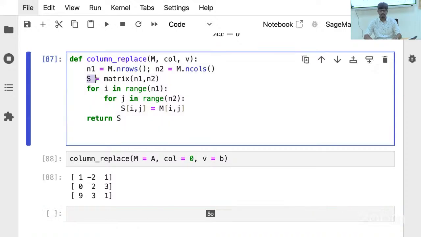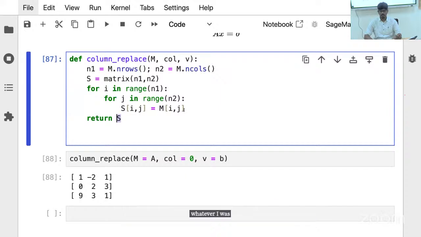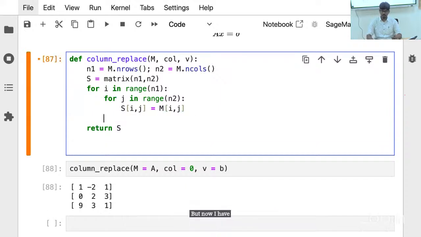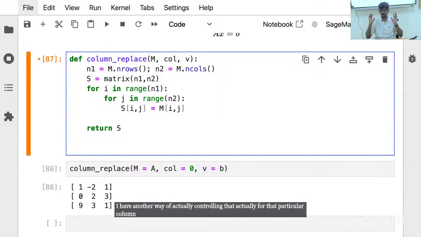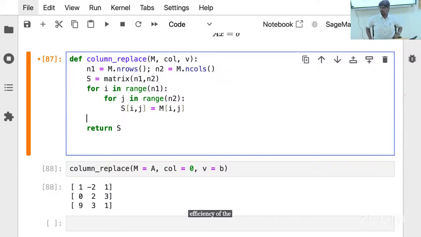So I've created an S. Remember, initially it was giving me only 0, 0, 0, 0. Now, after I write these 3 lines of code, it is giving me whatever I was inputting. But now I have control. Now I know what to do as well. After doing this, I have another way of controlling that: for that particular column, don't do anything. But I'm not bothered right now about the efficiency of the code, so I'm not doing that. So what do I have to do now? Tell me.